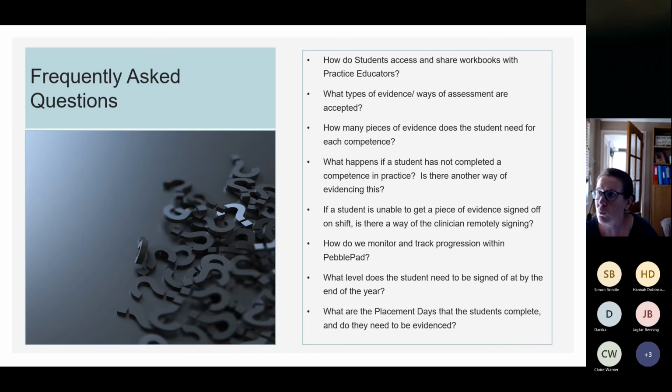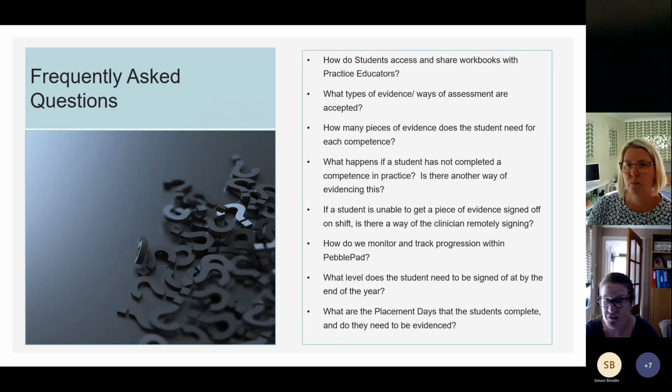So we're going to go through how the student shares the workbooks with you, what kind of evidence and ways of assessment are accepted, and the amount and pieces of evidence that need to be submitted against each competence. If a competence isn't completed in practice, how does the student then evidence that? If they're unable to get a piece of evidence signed off on shift, is there a way that the clinician can remotely sign that off? We'll look at how monitoring and tracking progression within PebblePad can be done by a practice-based educator.